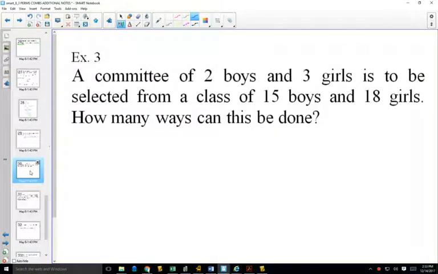So another combinations question. A committee of 2 boys and 3 girls is to be selected from 15 boys and 18 girls. So you have 2 main decisions. You need to choose which 2 boys, and you need to choose which 3 girls. Does the order matter when choosing the boys? Is it going to be a different committee if I had chosen Ethan first and then Ethan? Or would it be different if I chose Ethan and then Ethan? Okay? So it's still the same committee. So the order doesn't matter.